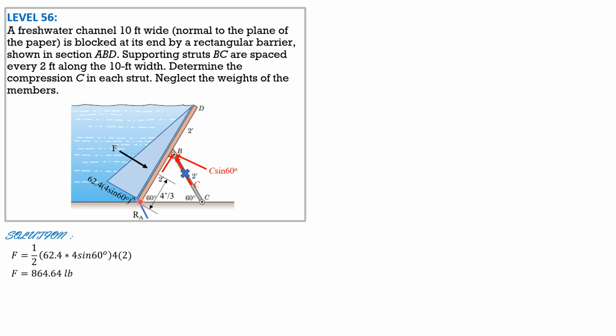Summation of moments about A equals 0. C sine 60 times 2 equals F times 4/3. This is F and the moment arm is 4/3. Solving for C, the compression in every strut spaced 2 feet perpendicular to the paper is 665.6 pounds.